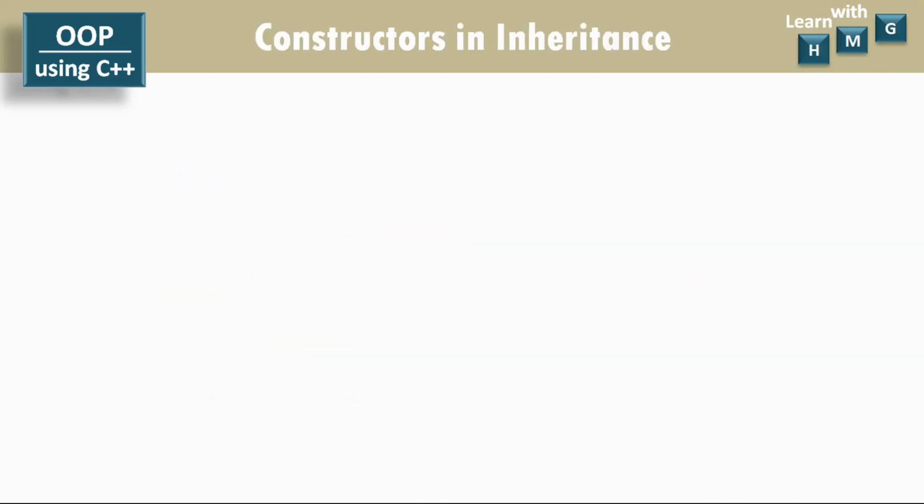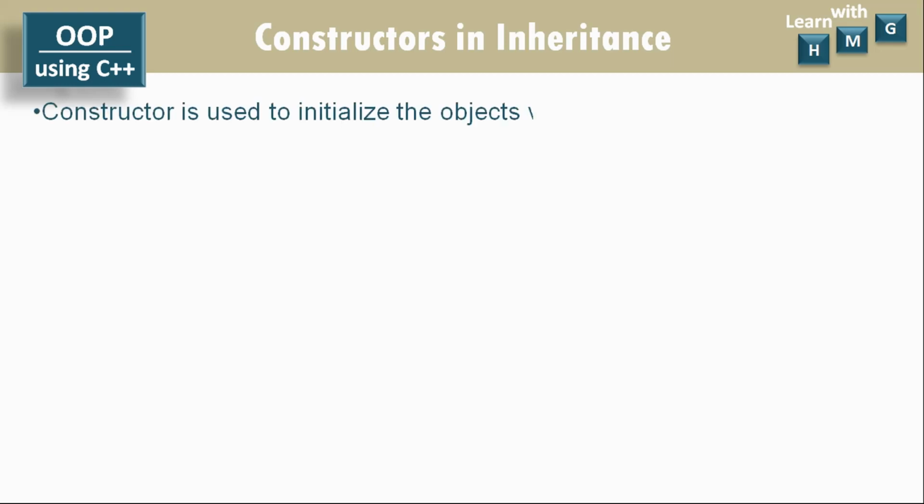So first of all, let us see some basics of constructors. A constructor is used to initialize the objects when they are created. In the constructors video, we have seen that the basic use of a constructor is to initialize the objects when they are created in the main function.